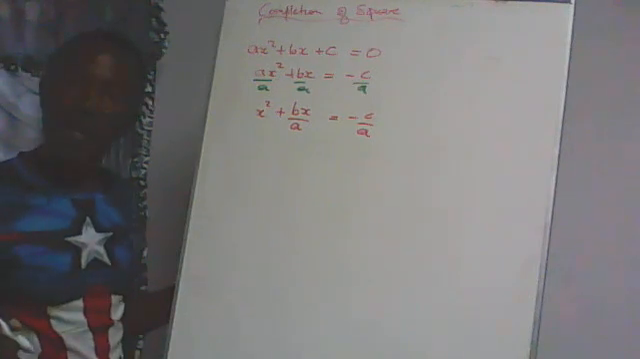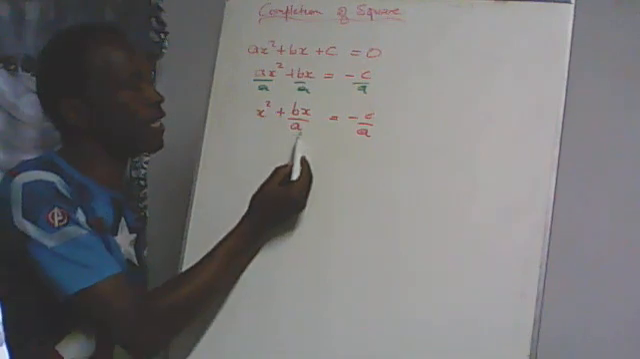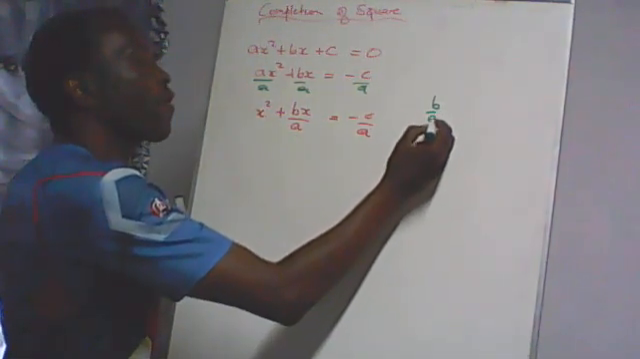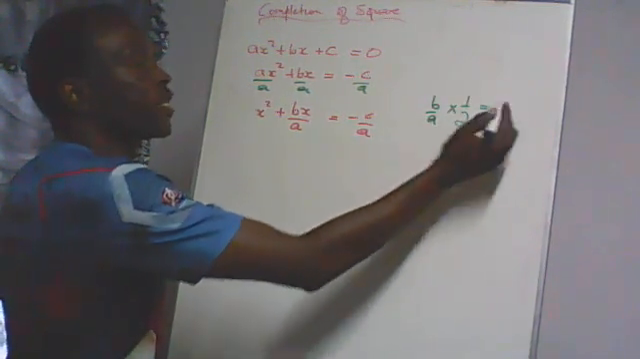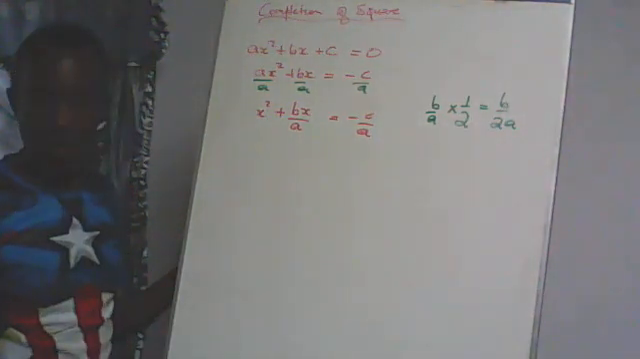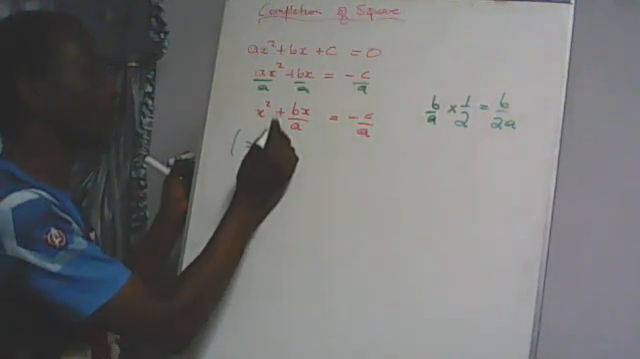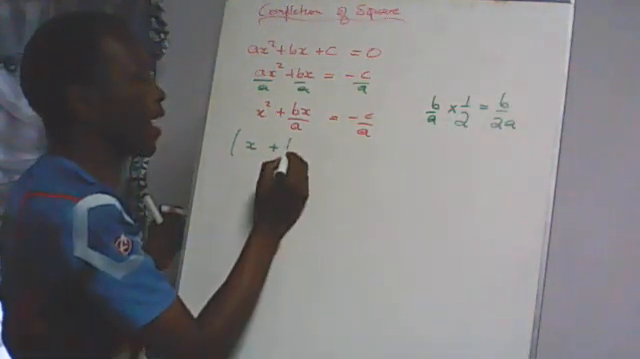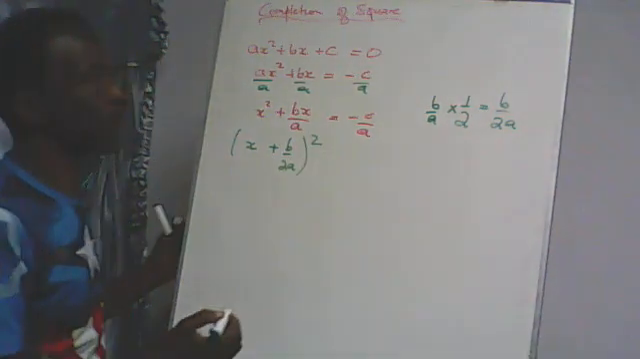You have the coefficient of x. Here is x. The coefficient of x is positive b over a. You multiply that by half, numerator by numerator, denominator by denominator, then you'll get b over 2a. And then what do you do? x, it's a plus, then b over 2a, and then you square that.